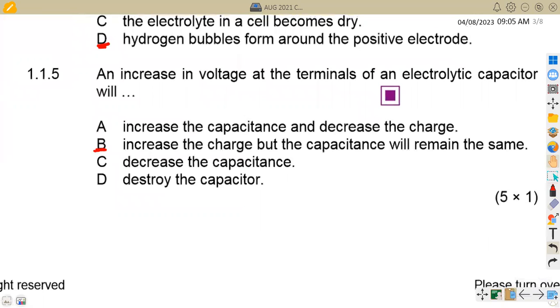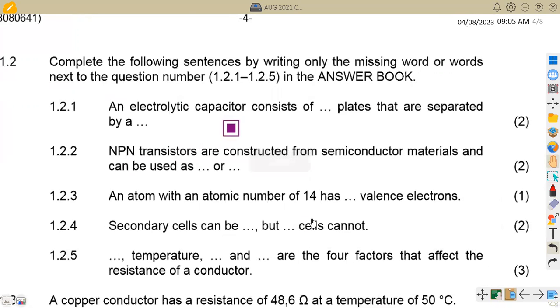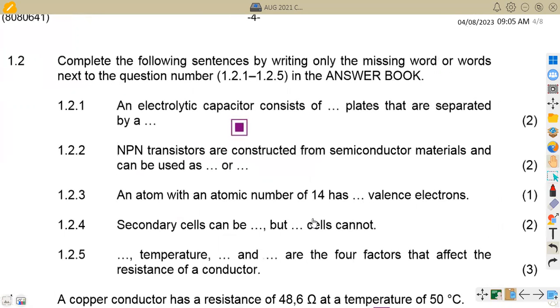So as you can see, guys, question number 1 is just a matter of working with your theory part and so forth. Complete the following sentences by writing only the missing word or words next to the question number. An electrolytic capacitor consists of plates that are separated by air, okay? So it consists of 2 plates in this case that are separated by a dielectric. So this is separated by a dielectric, all right?